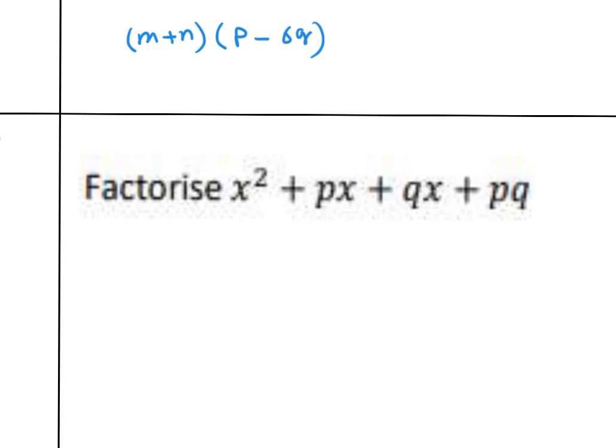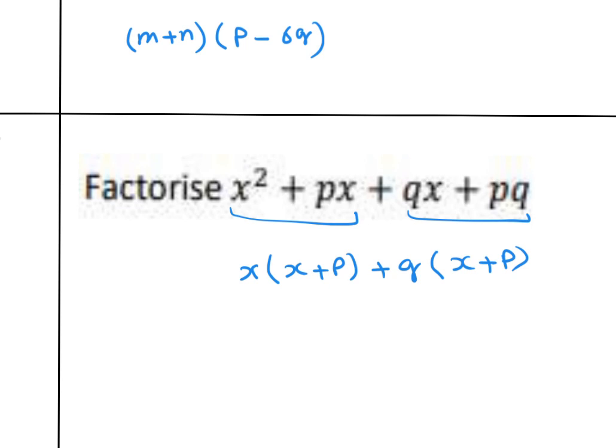Number 3, same. x squared plus bx plus qx plus bq. The first two have the common factor x, bracket, then x plus b. The last two have the common factor q, so take q common. Now you have x plus b, x plus b, this bracket. Take this bracket common, so we have x plus b, then x times x plus b divided by x plus b leaves us with x.